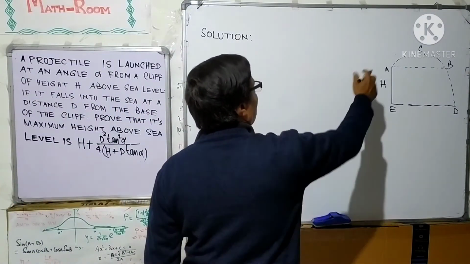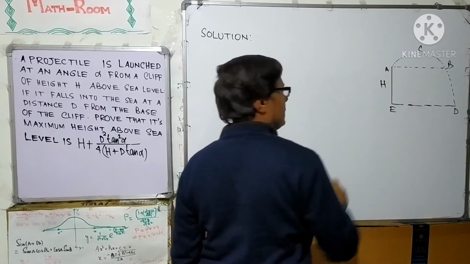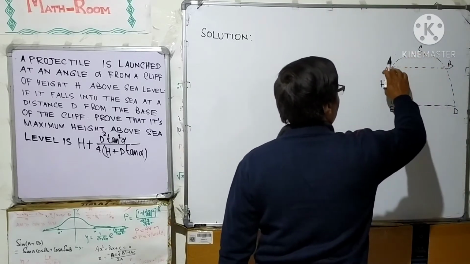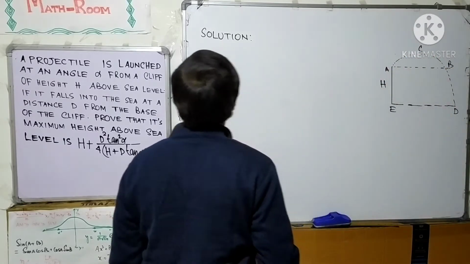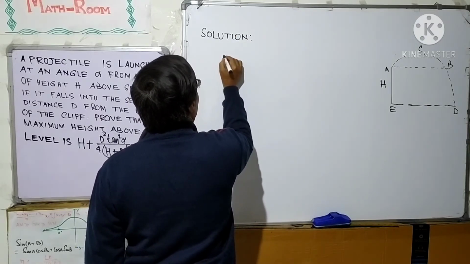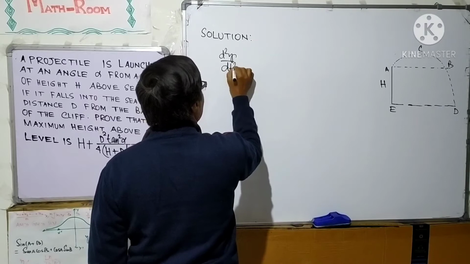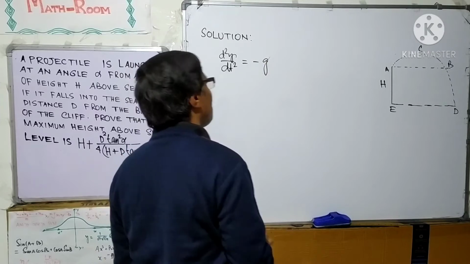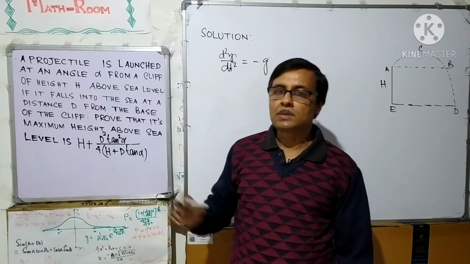Now, we have drawn the projectile motion here. This is the cliff, A is the cliff whose height is h, and this is the projectile motion. The path of this projectile motion is ACBD. Now, for vertical motion, we can write d2y dt2 equal to minus g, because the only vertical force exerted on the body is the gravitational force.